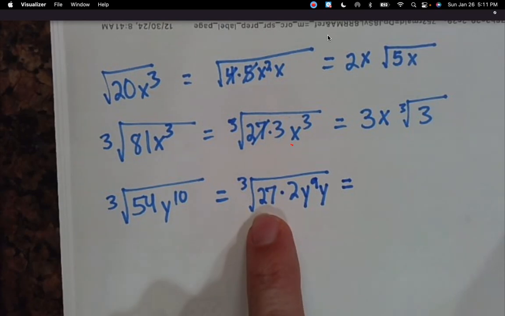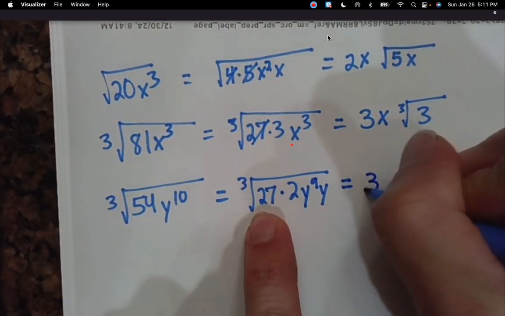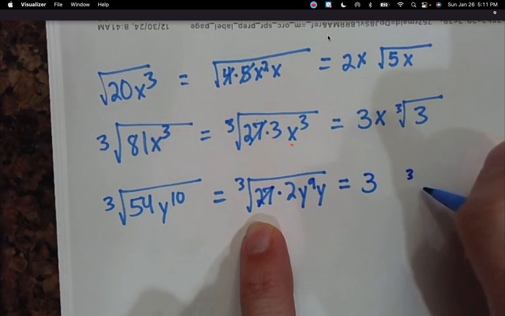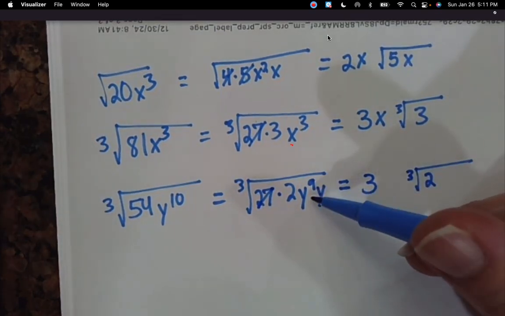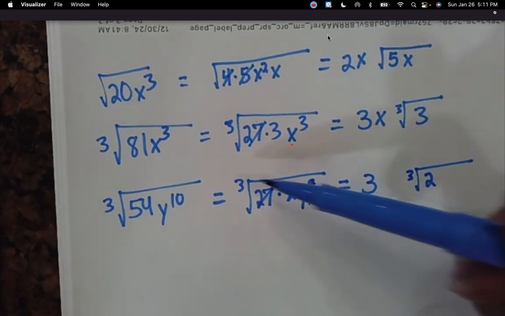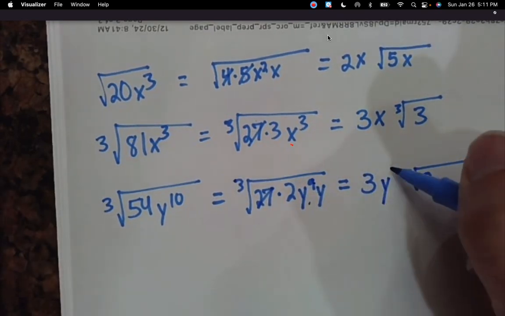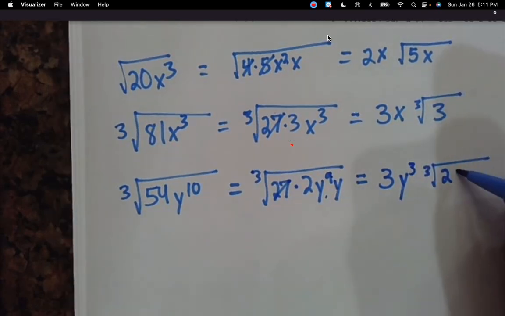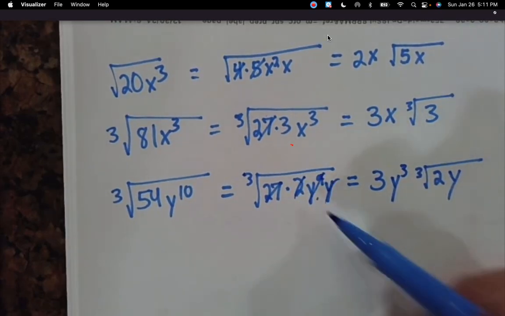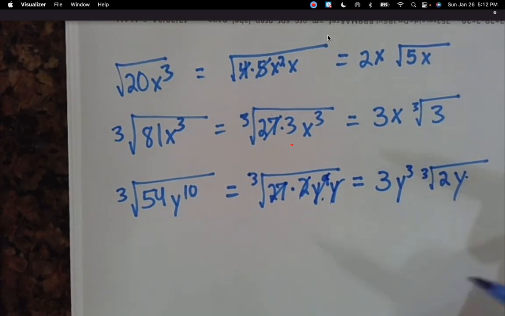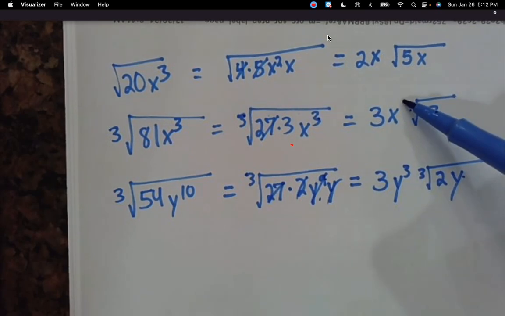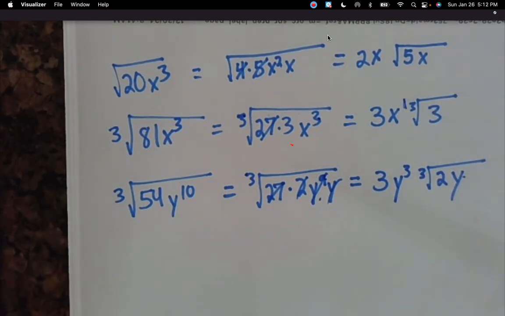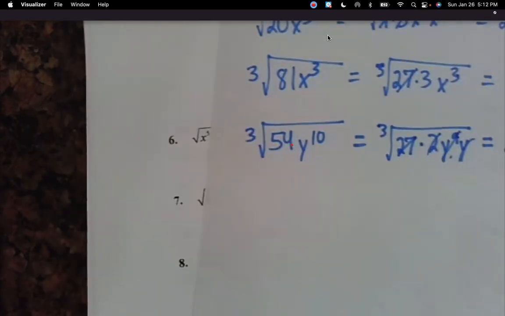So what's the cube root of 27? 3. Done with that one. I'm going to leave my 2. What is the cube root of y to the 9th? So you divide. 9 divided by 3 is 3. And then leave that y underneath. So I've done all 4 of those. 1, 2, 3, 4. Okay, on this one, why was it x to the 1? Well, what was 3 divided by 3? 1. Okay, I didn't have a 1 there, but I just put it. It's an understood 1. All right, let's look at a few from your paper and see what we've got.